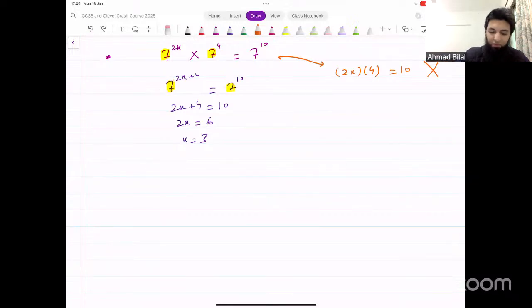First of all, you should only have 7 on this side and 7 on this side, only one term on both sides. And then you can equate the powers. You can say 2x plus 4 here should equal 10. You cannot equate them when you have multiple terms on both sides. Okay. So when can you do this?